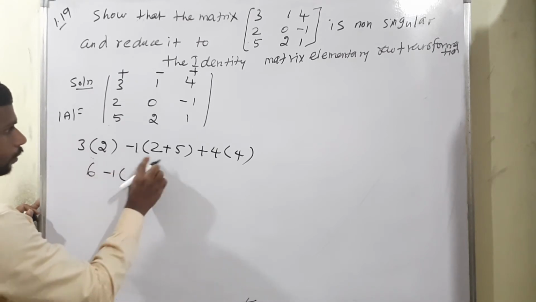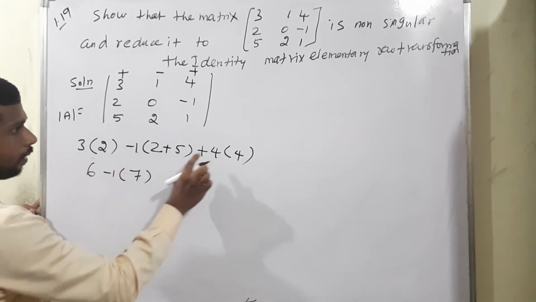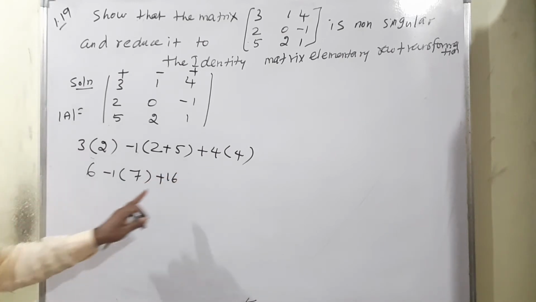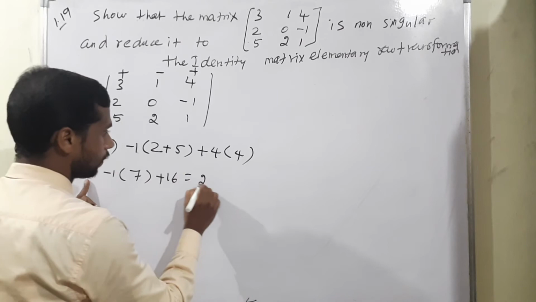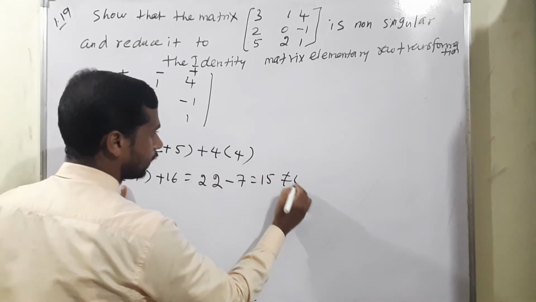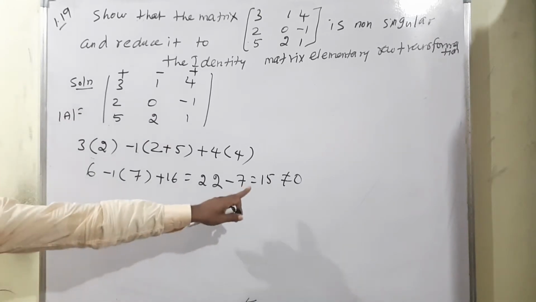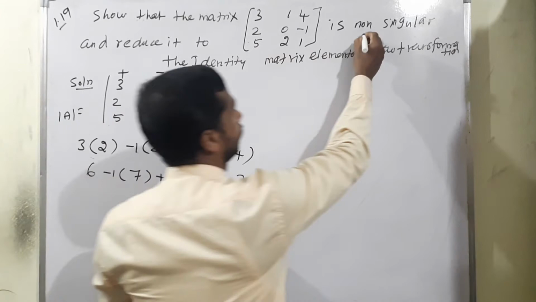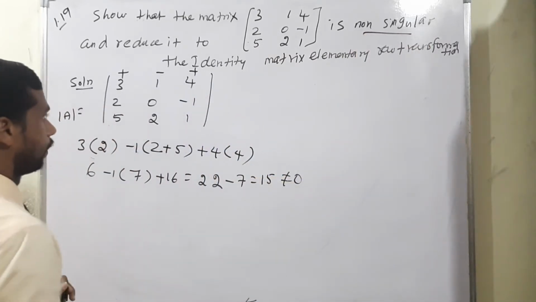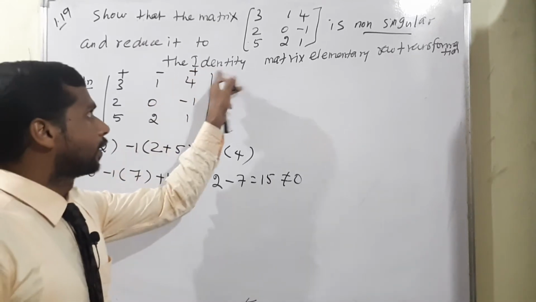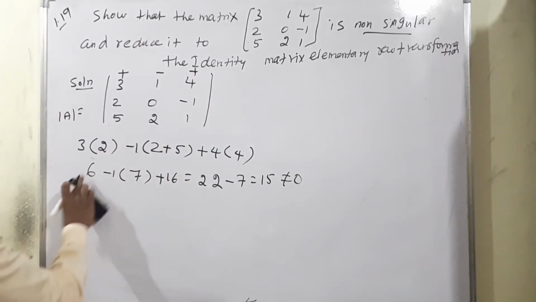Now minus 1, 2 plus 5 means value will be 7. 4 into 4 means 16, isn't it? Now 16 plus 6 means 22, minus 7. Value will be 15. Definitely we can say it is not equal to 0. If it is not equal to 0, the first proof will be over. This is called non-singular. It is non-singular. I'm moving to the second one. Second one means we have to show the result is the identity matrix. Okay.